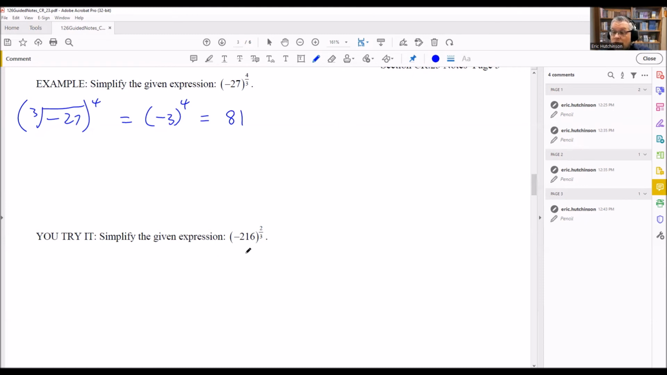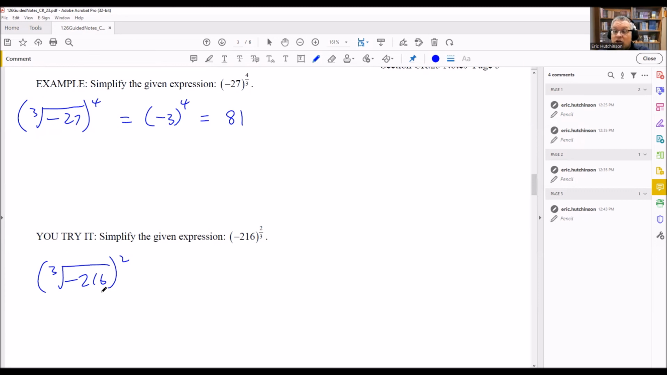Let's do one more. This one down here, we have another negative 216, and we're going to take the cube root of that because the bottom number is odd. It's 3, so that becomes our index. And we're taking all this and we're squaring it. So it's always the bottom number is your index. The top number is what goes on outside the parentheses here.